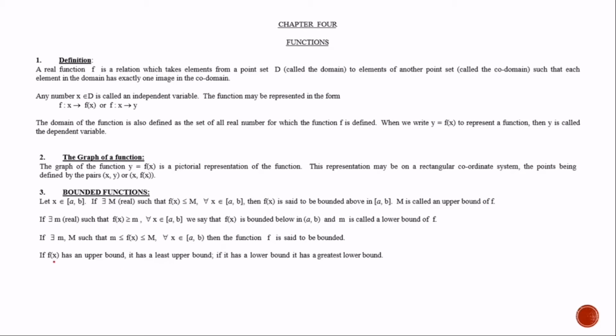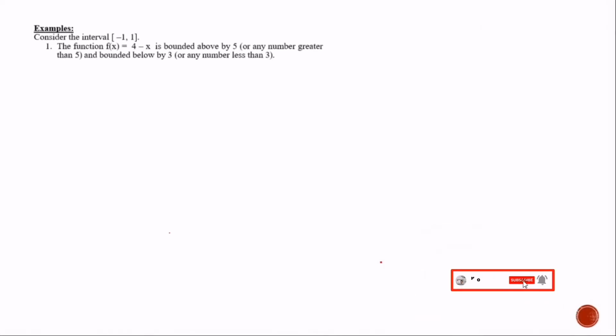Please pay attention to this. If f(x) has an upper bound, it has a least upper bound. And if it has a lower bound, it has a greatest lower bound. Let's take one example. Consider the closed interval [-1, 1]. We are asked to find the upper bound and lower bound.